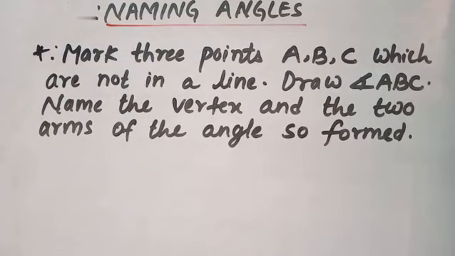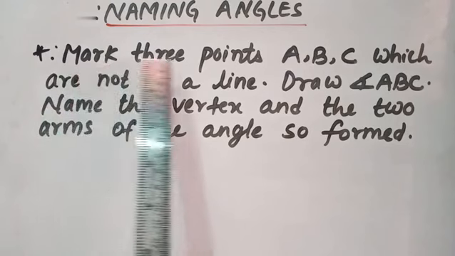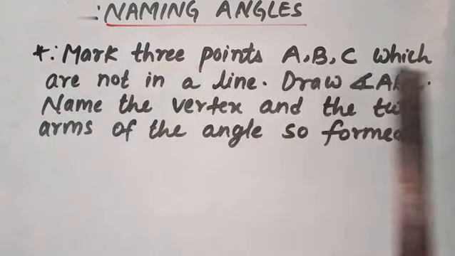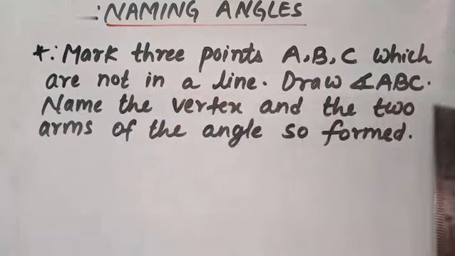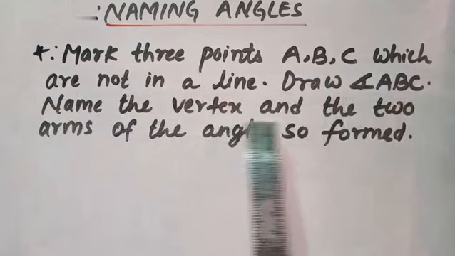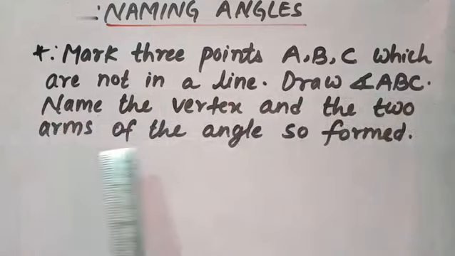We are in the same chapter, that is naming angles. So, students, today I have brought another question which is very important. Let's see the question. Mark 3 points A, B, C which are not in a line. Draw angle ABC. Name the vertex and the two arms of the angle so formed.